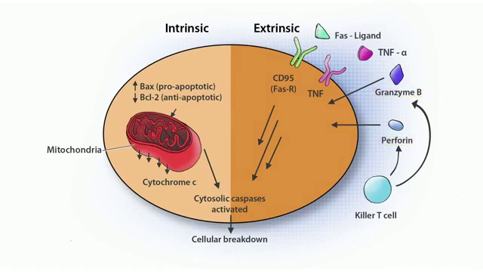A second mechanism for cytotoxic T cells to induce apoptosis is that the T cell expresses a molecule called Fas ligand on its surface, and this Fas ligand interacts with a Fas receptor on the target cell, which triggers a series of downstream events which ultimately leads to apoptosis of that target cell.